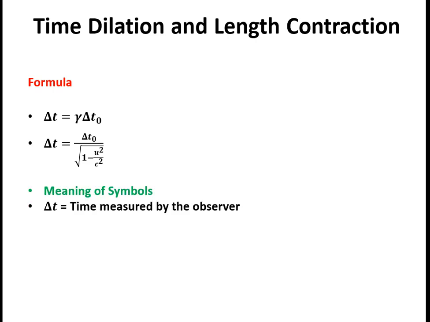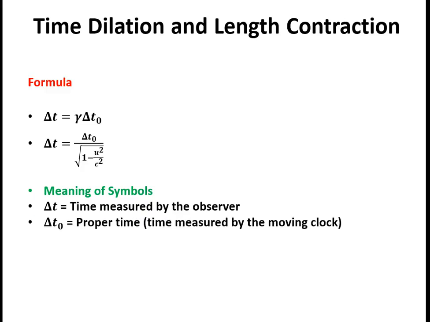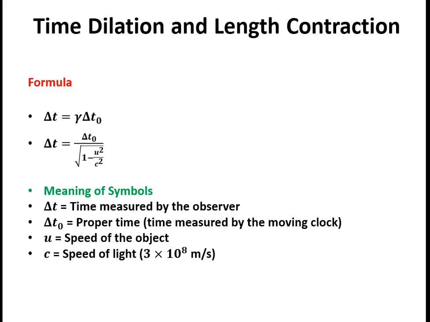Change in t here means time measured by the observer. So the observer on the Earth's surface has the time change in t. Then the proper time, or you can call it time measured by the moving clock, is change in t naught. Then u is the speed of the object, and c is the speed of light.